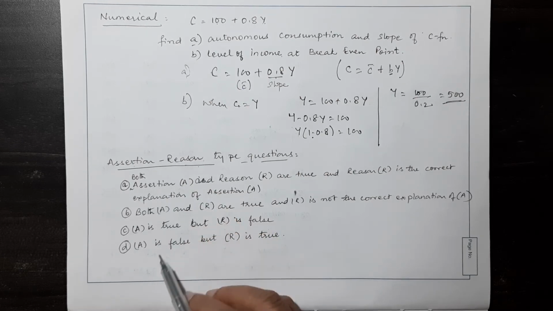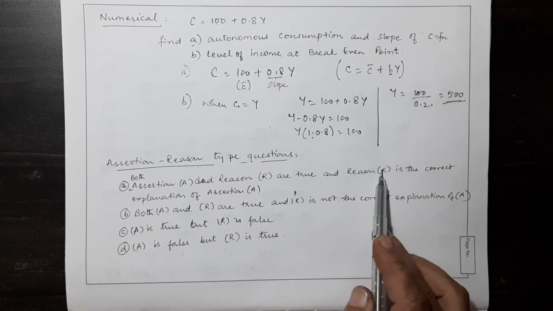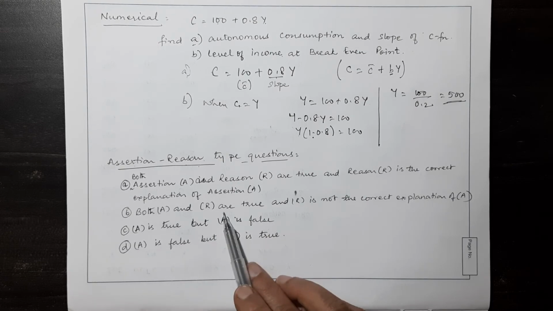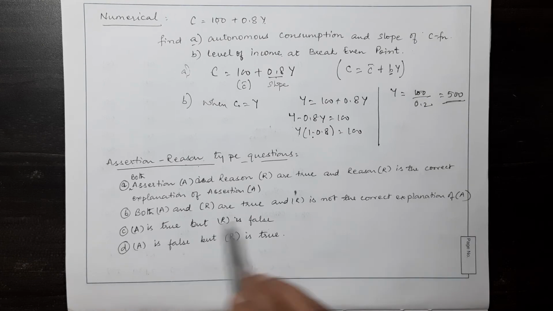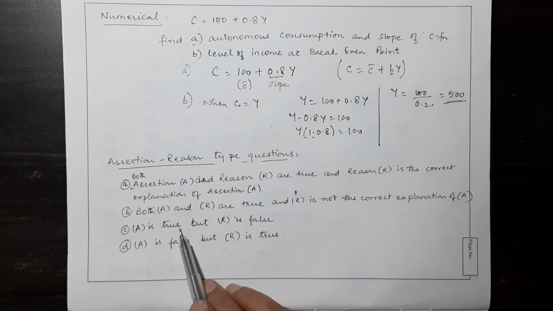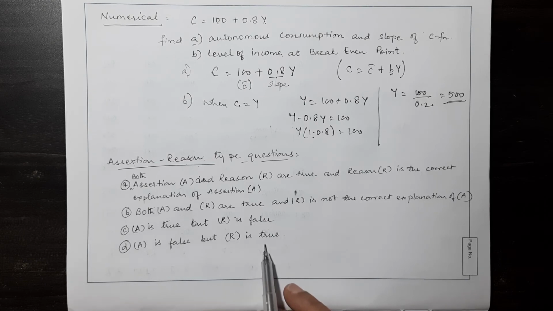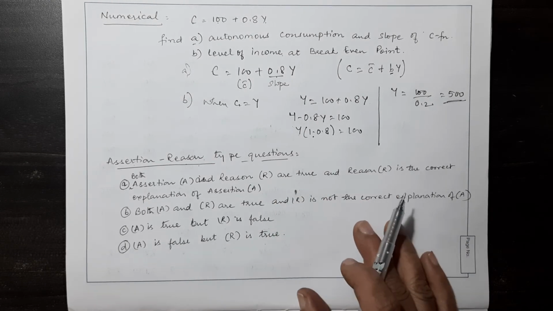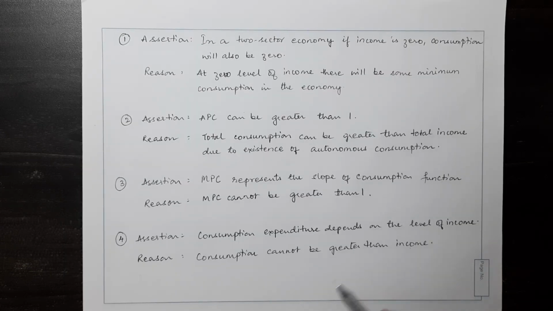So the options given will be like this. Both assertion and reason are true, and reason is the correct explanation of assertion. Both assertion and reason are true, and reason is not the correct explanation of assertion. Assertion is true, but reason is false. Assertion is false, but reason is true. So these are the four options that always will appear with these kind of questions. Let's now see how to solve them.